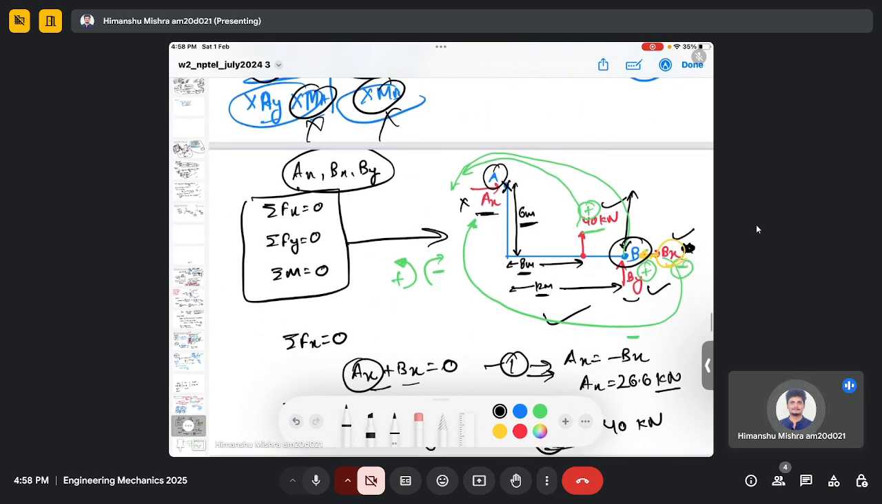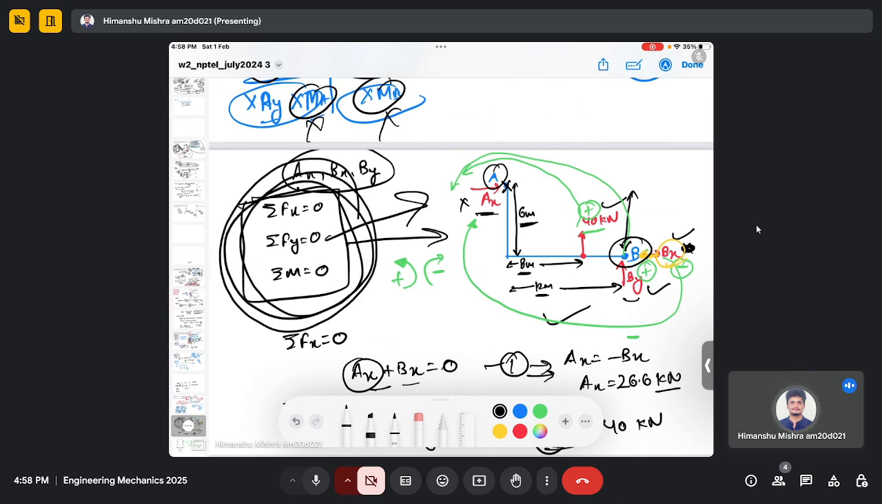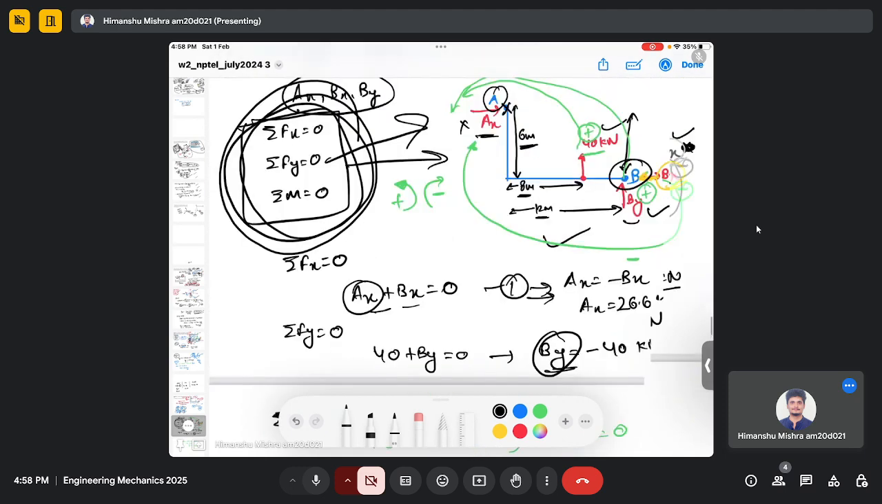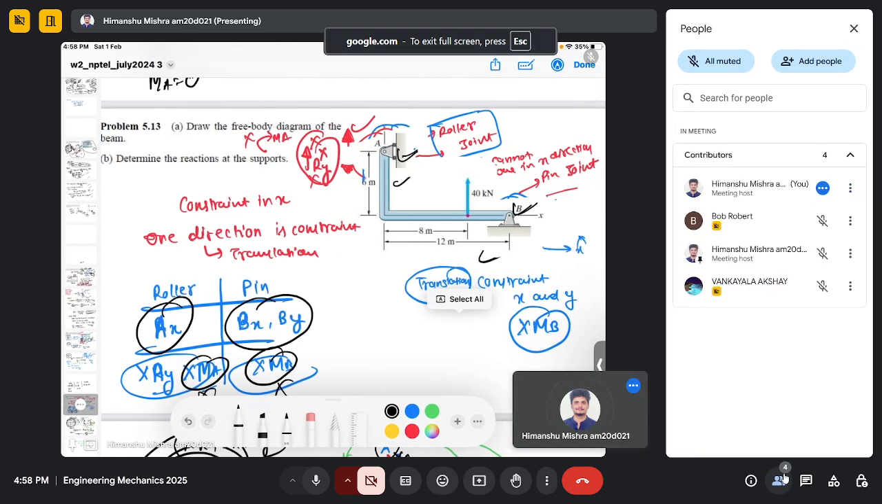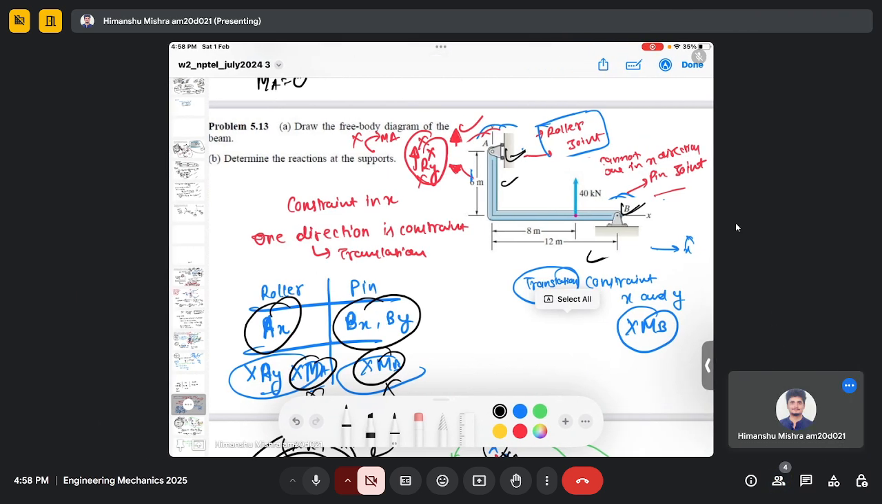So once you draw the free body diagram and identify all the forces in it, you use the equilibrium equations to calculate the unknown forces. So any doubt in this problem? If not, then we can meet next week.